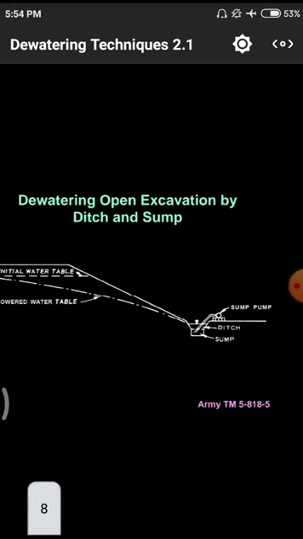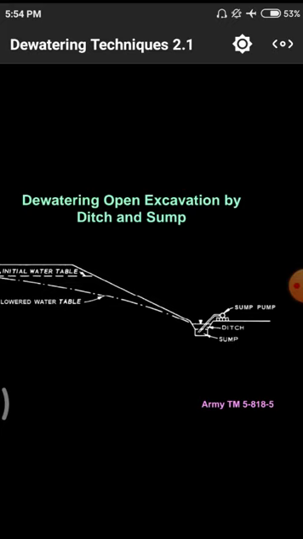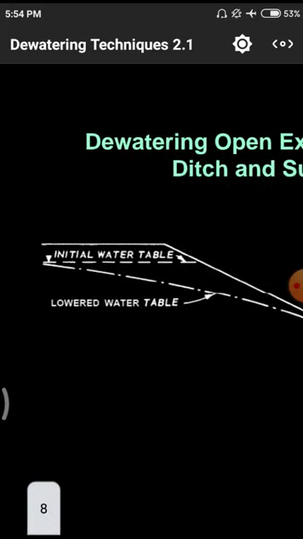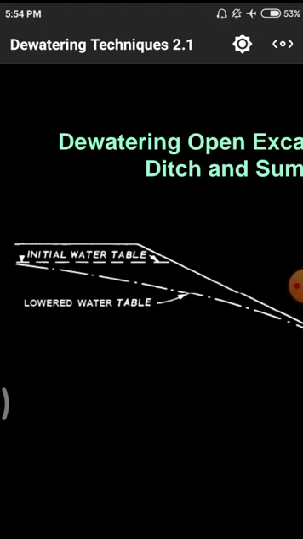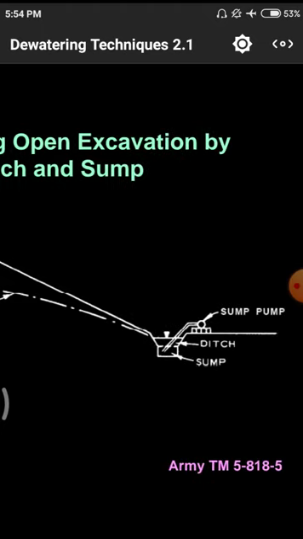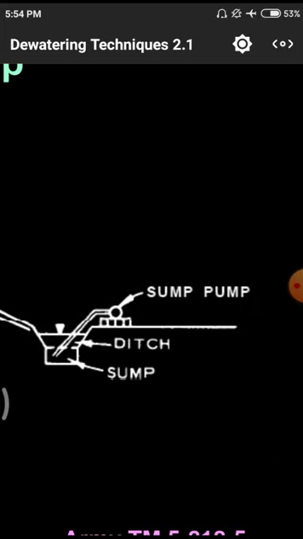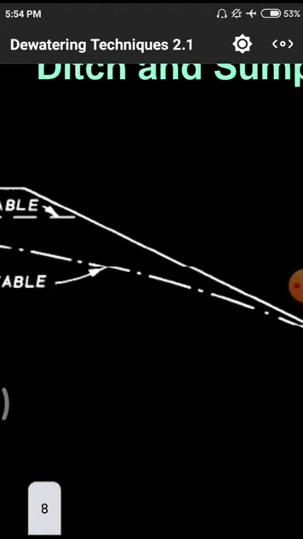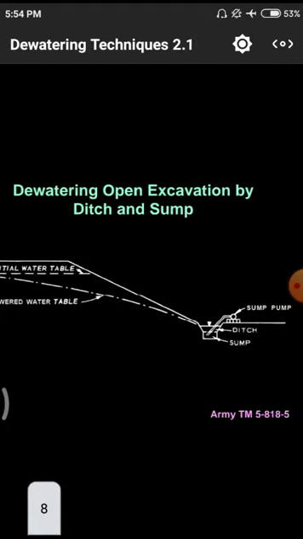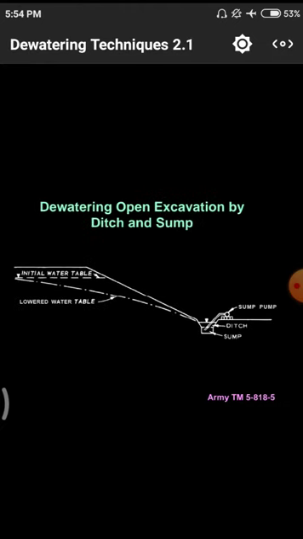Next one, dewatering of open excavation by ditch or sump. This is the pictorial representation. Whenever there is an initial water table, after that we get a lowered water table by using these ditches and sumps. Here the sump pump is located in a particular place. The sump pump removes the total quantity of water through these ditches and sumps. That means the ground level will be lowered in an inclined position, which means a particular angle is made from the original ground level.